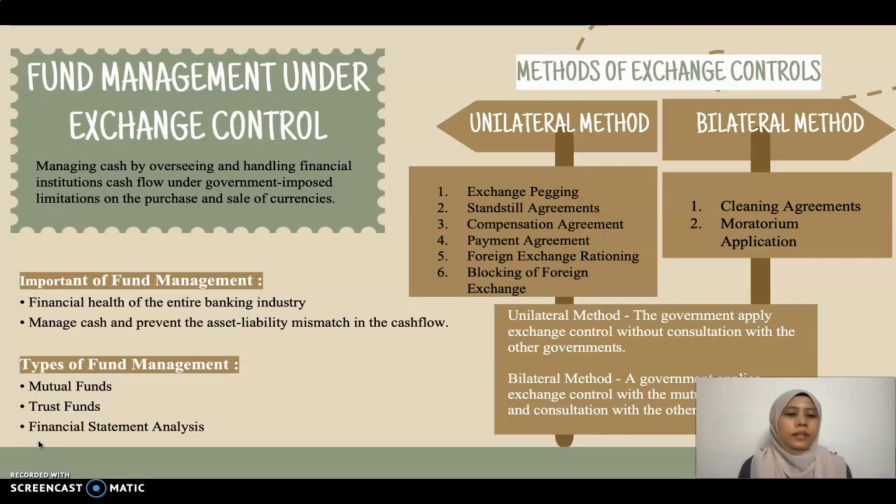The last one is financial statement analysis. This is to evaluate the company performance through income statement, balance sheet, and statement of cash flow.